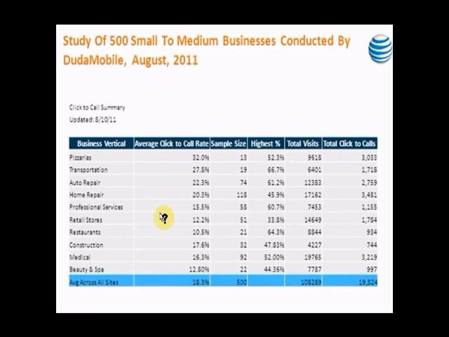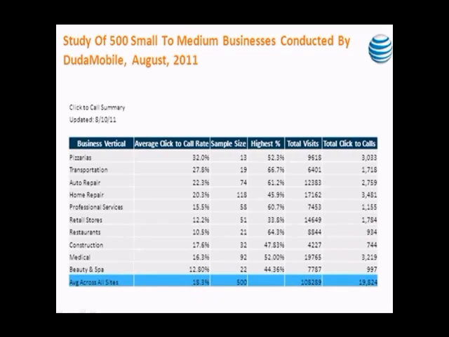20.3%. Professional services, 15% conversion rate. Retail stores, 12%. Restaurants, 10.9%. 8.5%, construction 17%, medical 16.3%, and beauty and spa 12.8%. So again, in total, in this selection of 500 small businesses with a total of nearly 20,000 page views, 20,000 click-to-calls out of 100,000 total visits. Total click-through rate or click-to-call rate of 18.3%.